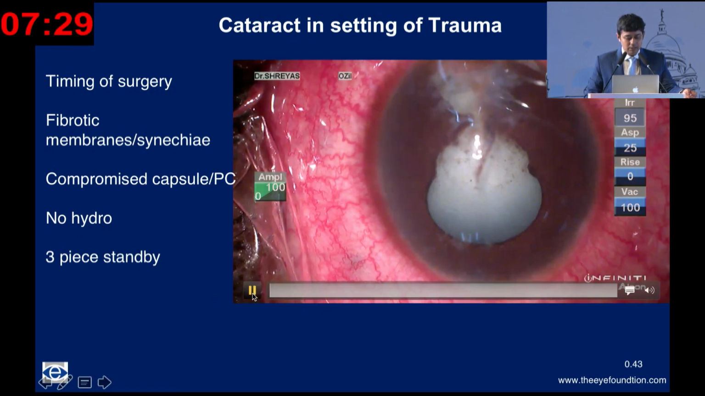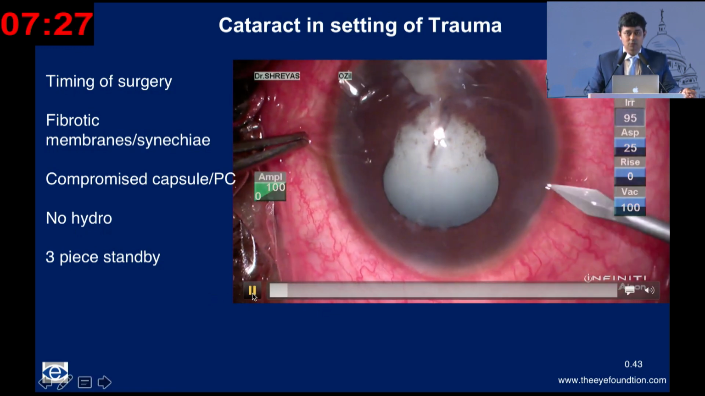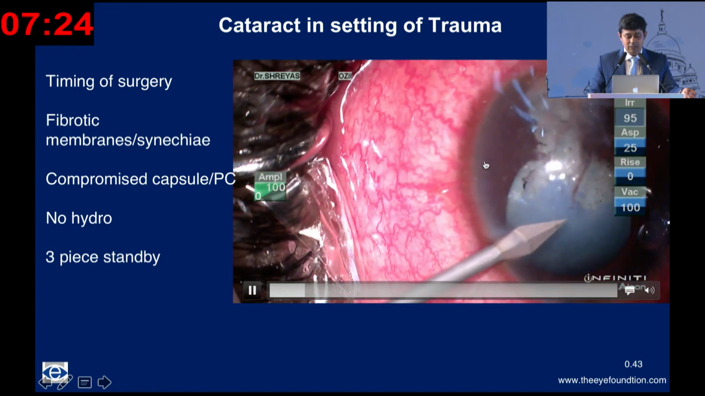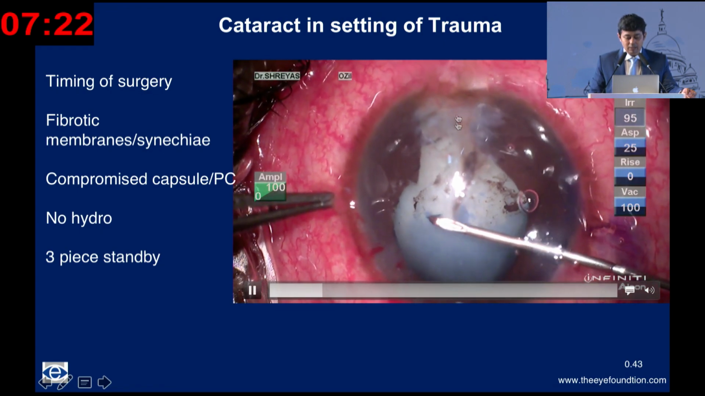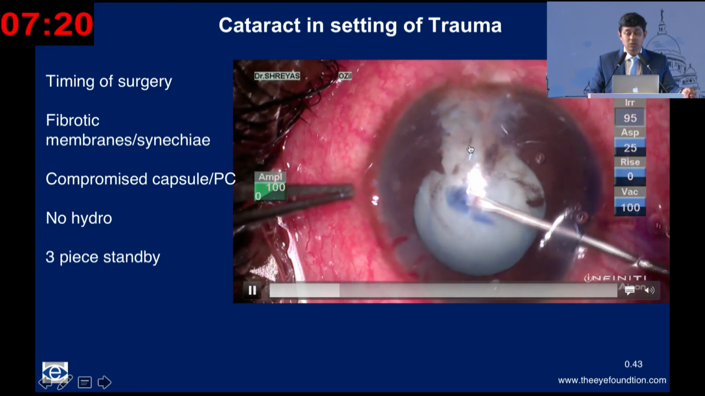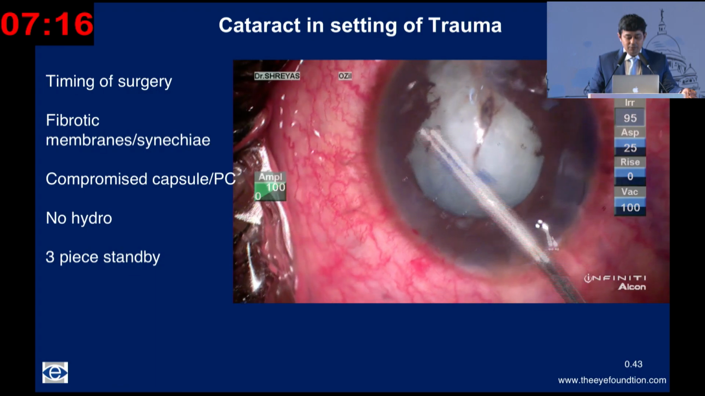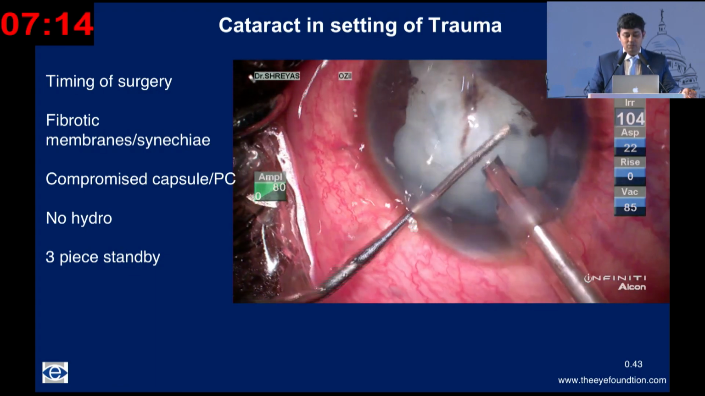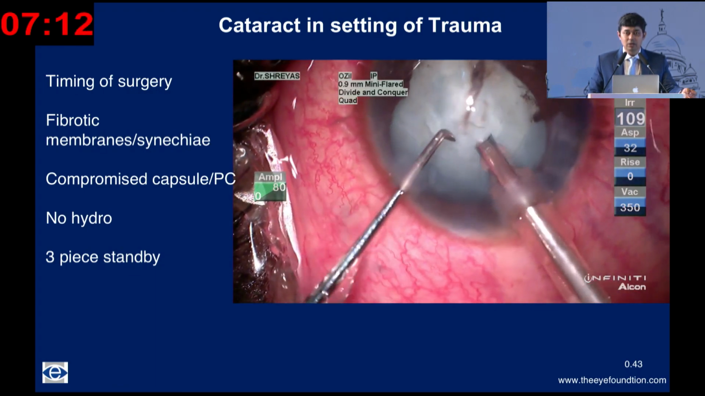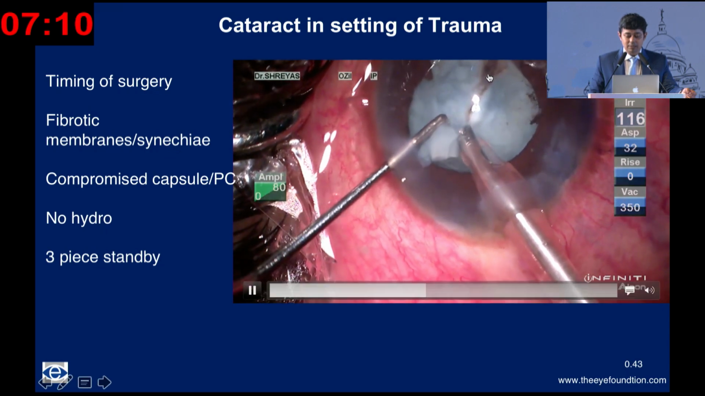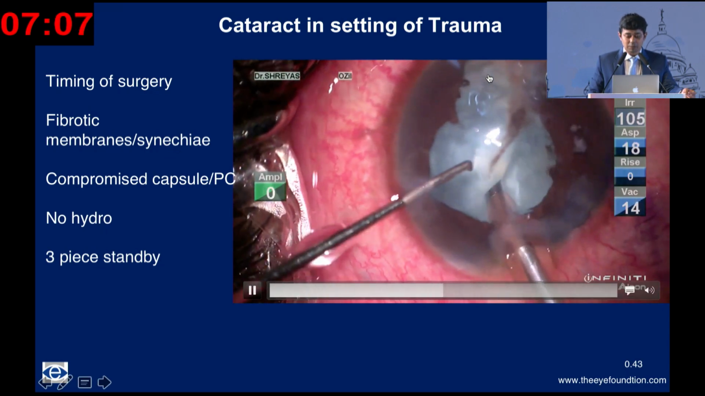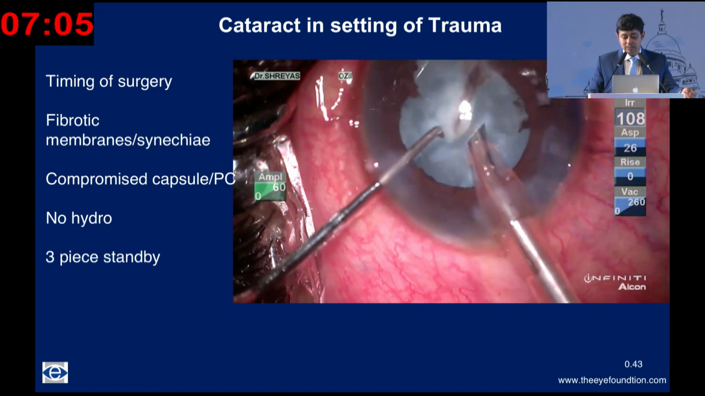First is a common setting of cataract in a case of trauma, where you can see a corneal tear repair has been done. It's important that we wait till the corneal sutures have been removed and the wound is stable before we go ahead with the cataract surgery. Very often you will find fibrotic membranes, synechiae which have formed, which need to be dealt with. When you have a trauma like this, the injury might extend even up to the PC. So no hydrodissection is to be done.